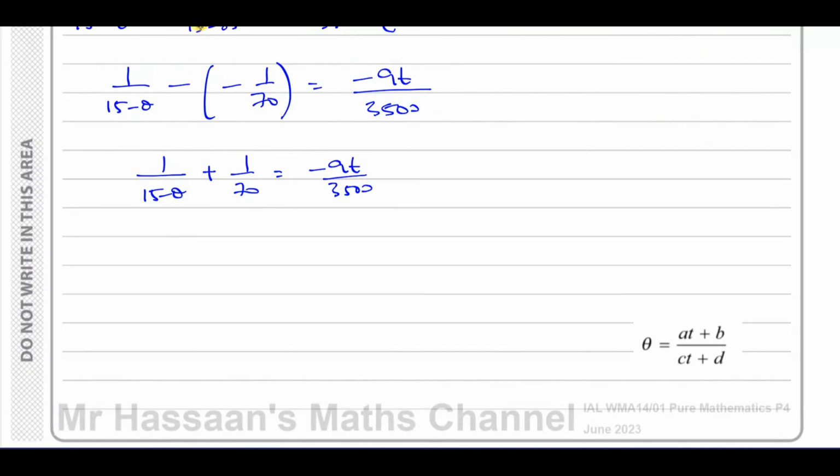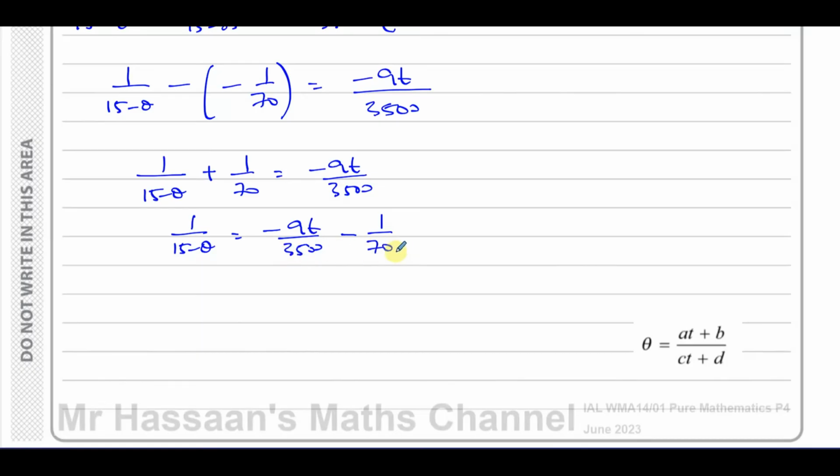Okay, so now what should we do? Let's isolate this term. Let's subtract 1 over 70 from both sides. So you have 1 over 15 minus theta equals minus 9t over 3,500 minus 1 over 70. Now, how do I combine these together?